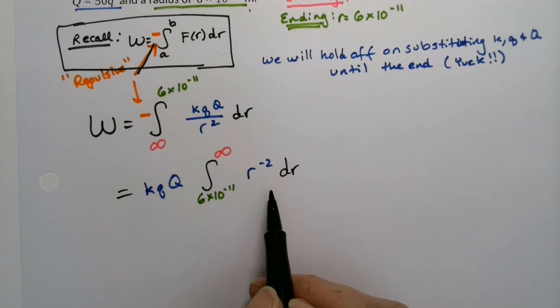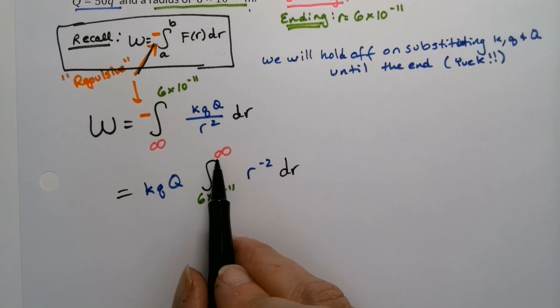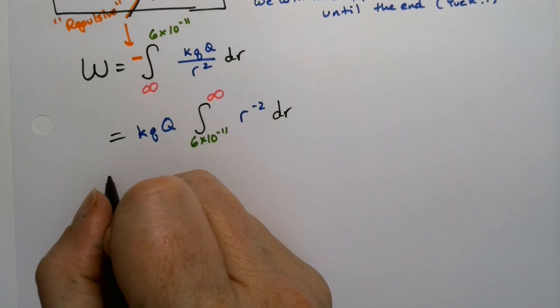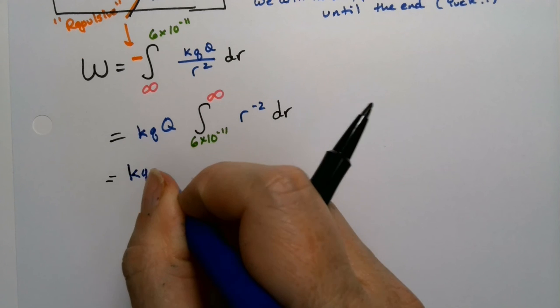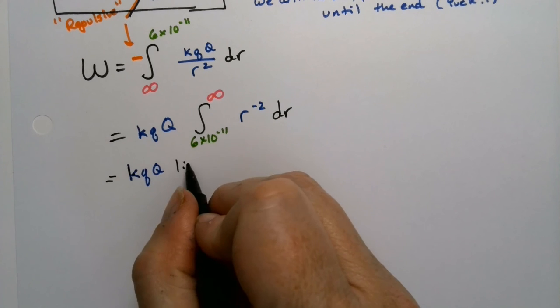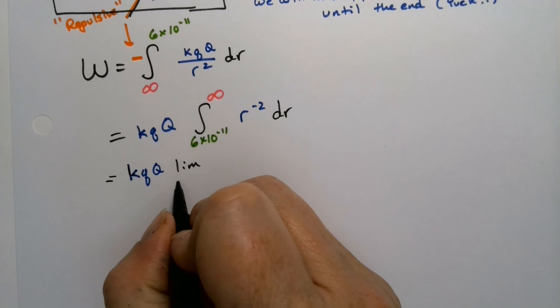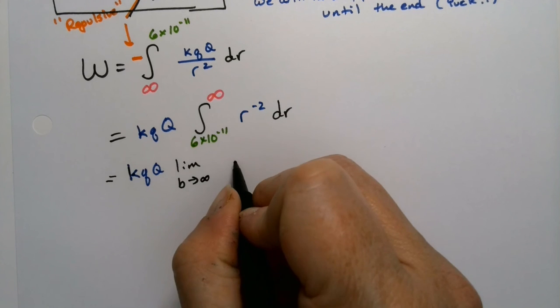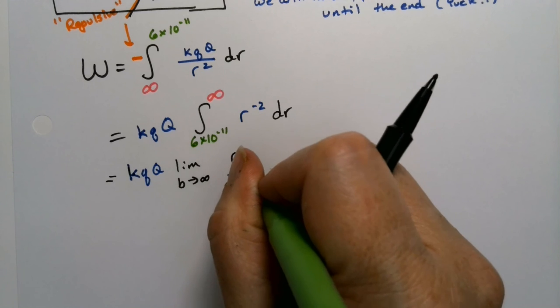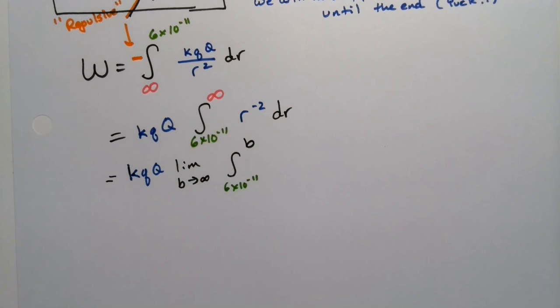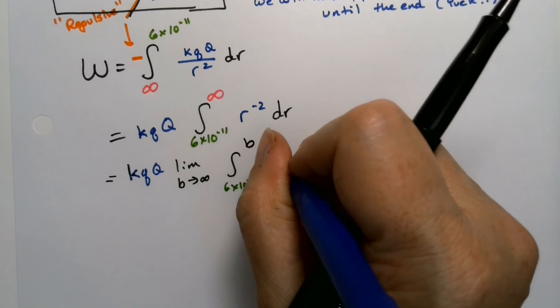Okay, well, this is infinity, so I'm going to have to make that a limit. So this is the limit. I guess I can just put KQQ out in front. And then it's the limit as, I guess I'll call it b, b goes to infinity of the integral from 6 times 10 to the negative 11 to b of r to the negative 2 dr.